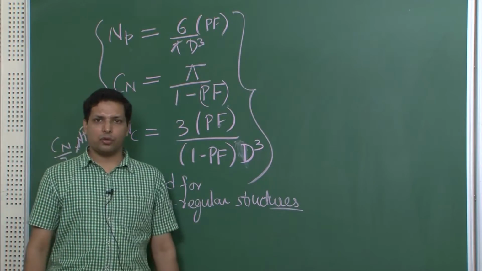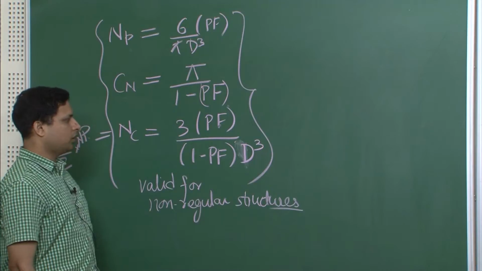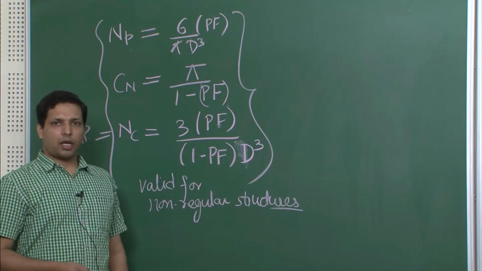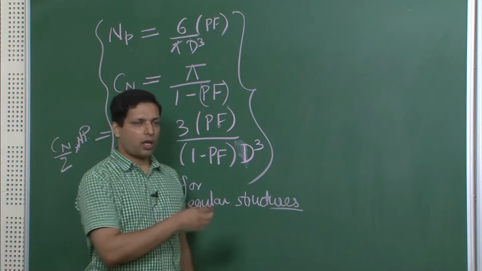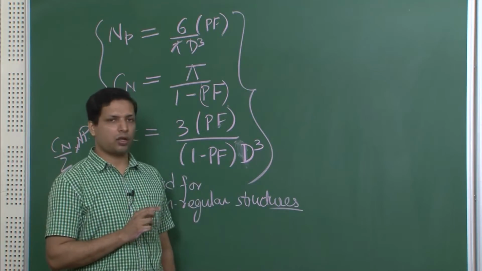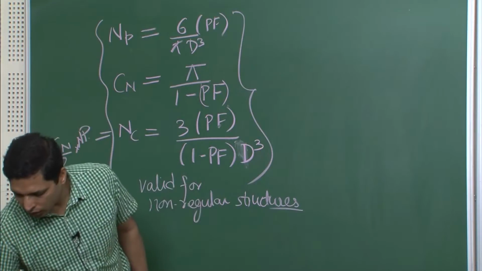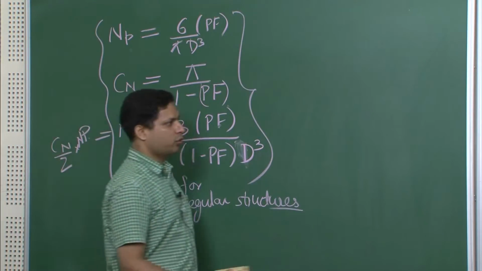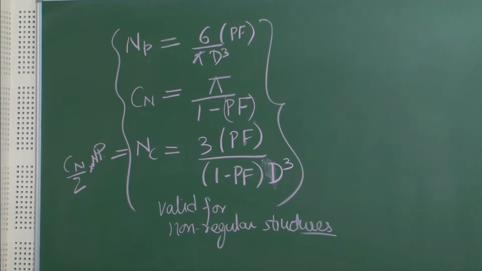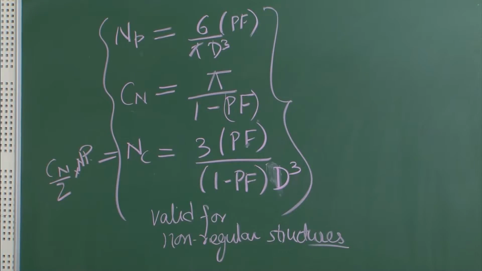Now that we have introduced some important parameters which will be useful when we talk about densification, let us get to the next step. So far we used just one mono-sized spherical particle. Next we want to move on to a bimodal distribution of particles and see how much density or how much packing fraction we can get. Once you have obtained the packing fraction, we can obtain other important parameters like number of particles per unit volume and number of contacts per unit volume.